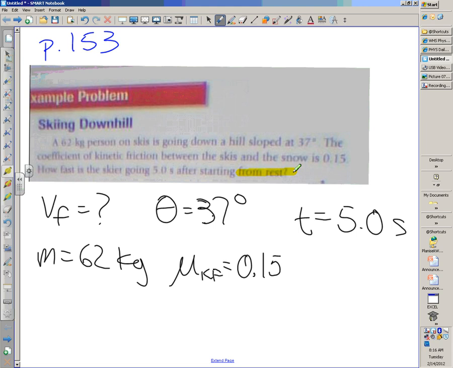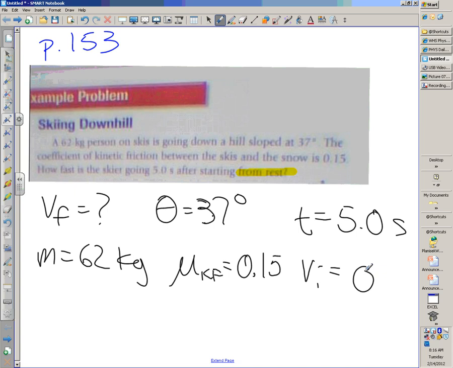Then there's one more thing that probably is going to be useful to us. What does from rest tell us? The initial velocity, right? Initial velocity equals 0. Looking at this problem, we're looking for final velocity, and they gave us a time and an initial velocity. What are we probably going to have to do here to get to our final answer? Probably a kinematic equation.